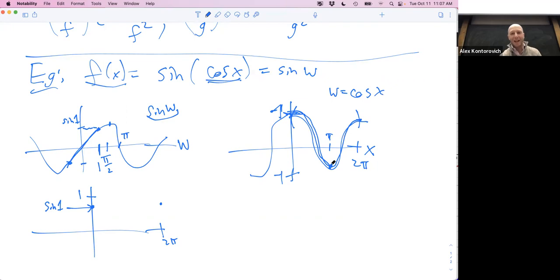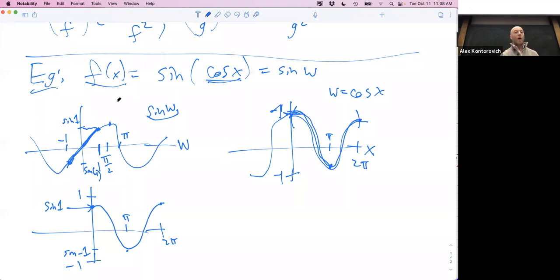When x is at pi, w is at -1, and sine of -1 is whatever it is. So here's sine of -1. Sine of -1 over here at pi is some value, a little bit less negative than -1. Okay, so we've got 3 points so far on the graph. In between, it's going to do something nice and continuous and smooth. So it's just going back and forth like this. I can't really draw it. It looks like a cosine graph, but it's not. It's some weird thing.